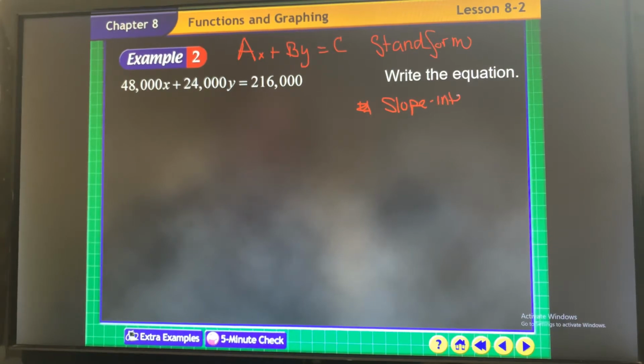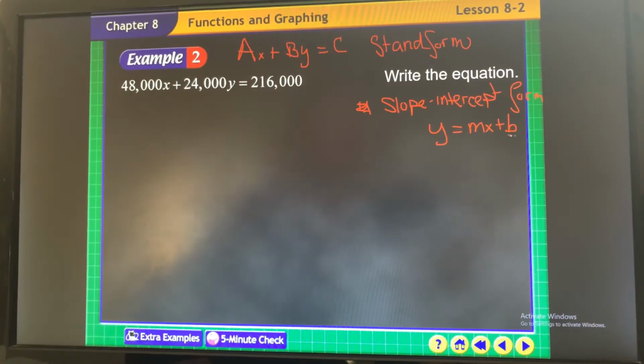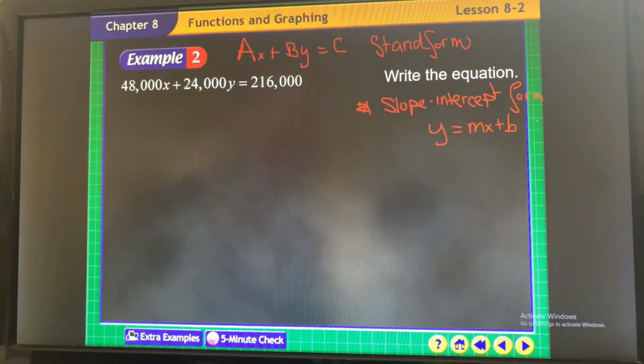Slope-intercept form is when it's y equals mx plus b. That way I know how to change my y and x based on my m, and I know my beginning, b. So first of all, I don't need these zeros, so I'm going to cross them all out. Second, I need to solve for y.